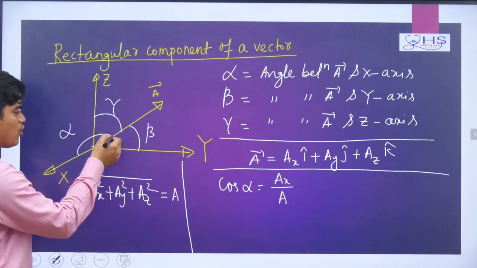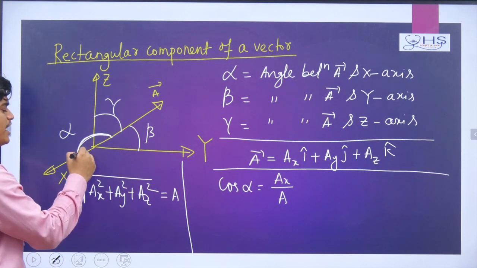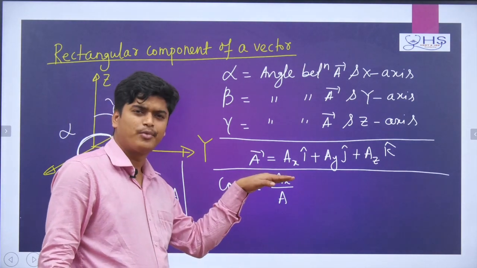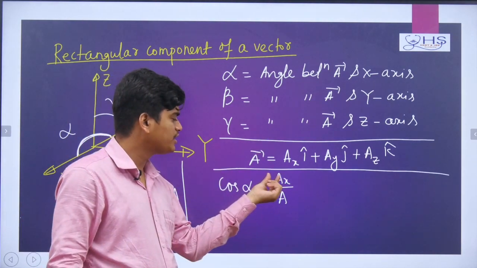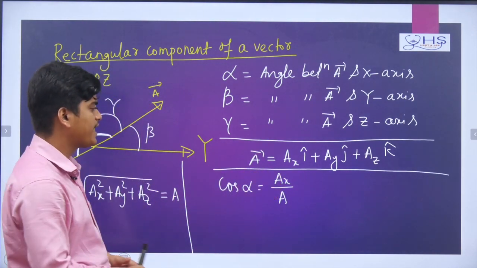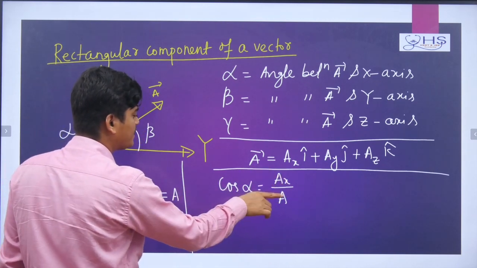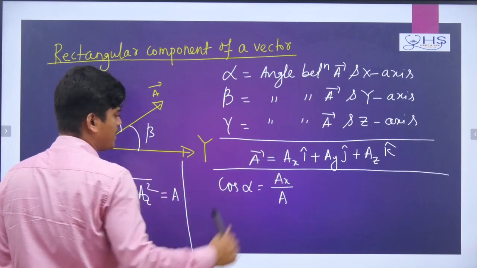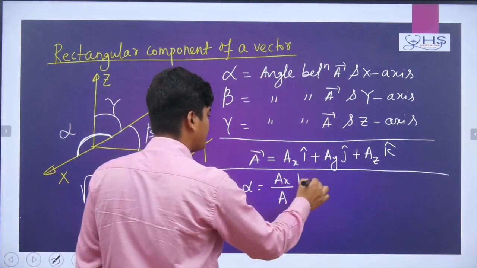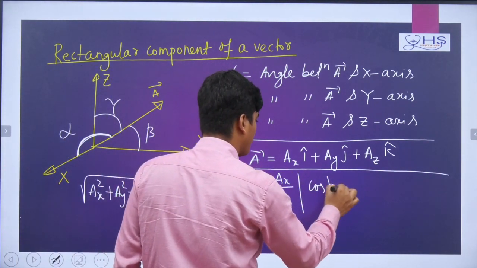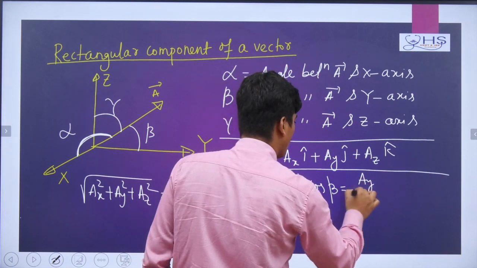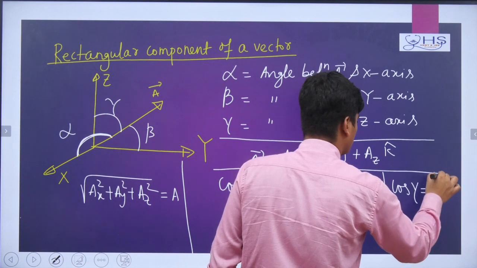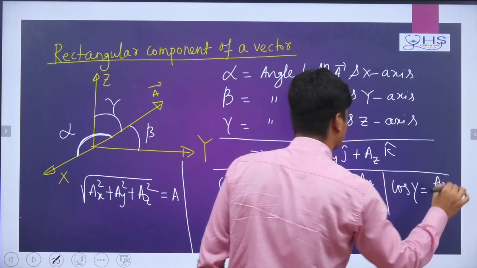So if you want to find cos alpha, where alpha is the angle between the A vector and x, then we take the Ax component, the component of the vector A along the x axis, divided by the magnitude of this vector A. So cos alpha equals Ax by A. Similarly, cos beta will be Ay by A, and cos gamma will be Az by A.